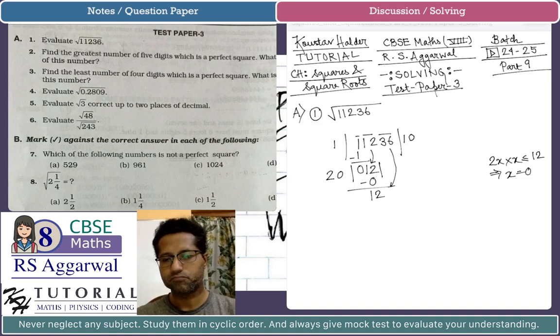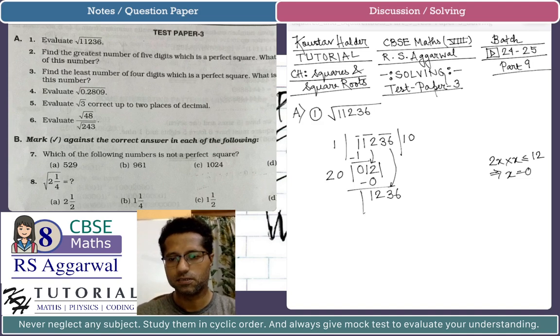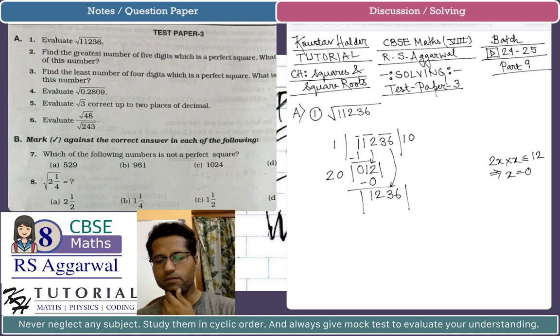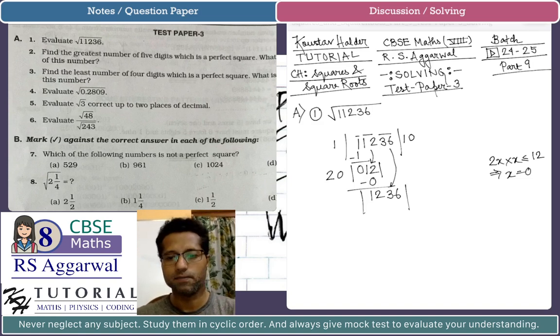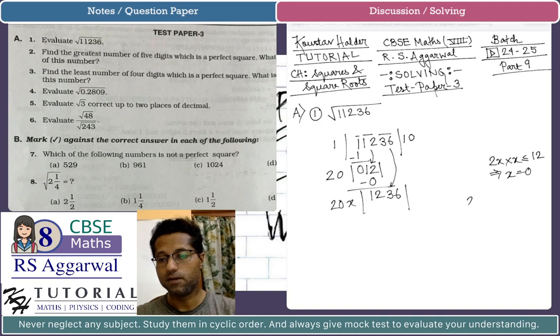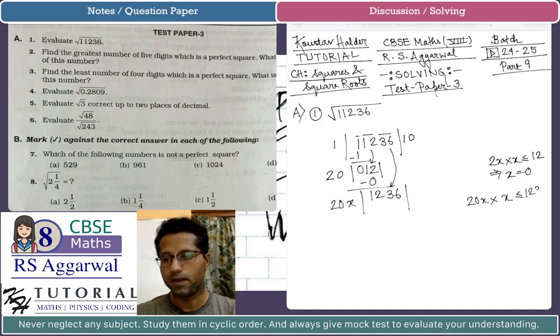append it to the remainder, and we get the next dividend as 1236, and the next partial divisor will be whatever the current quotient is, 10, multiplied by 2. So 10 multiplied by 2 is 20. Now again we have to find the digit x such that the 3-digit number 20x multiplied by x is less than or equal to 1236, and it has to be the largest x.